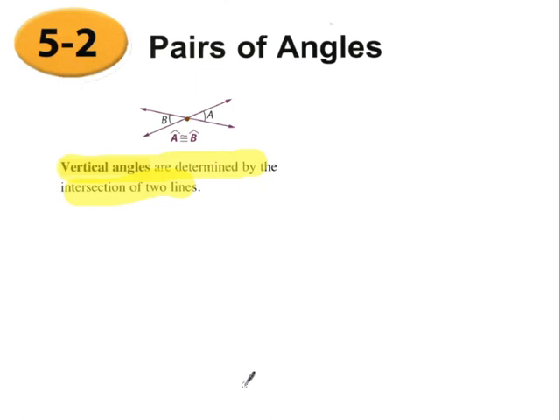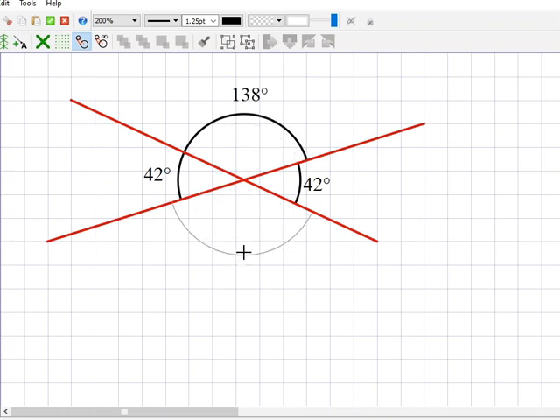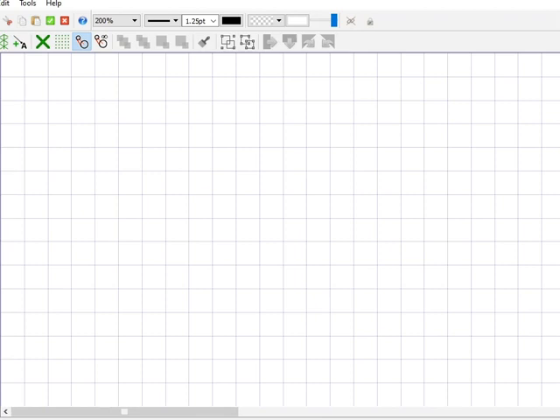So let's show you another one. Here you see another pair of intersecting lines. As you see, this angle is 42 degrees and this is 42 degrees. So they are congruent because they are vertical. Or you can say that one is 138, and the other side, opposite of it, again 138. So they are congruent.